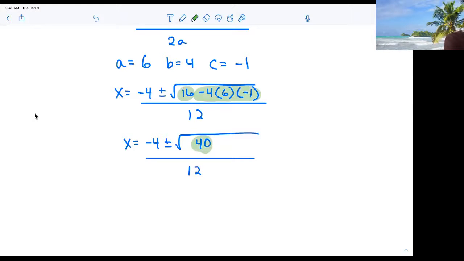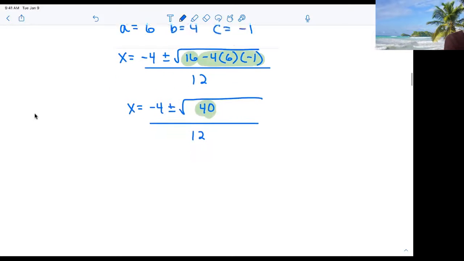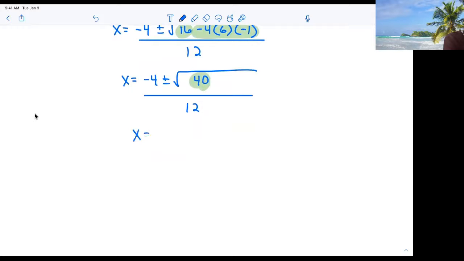All right, now can I break down 40? Yes. So X equals -4 plus or minus, what about 40? Which is? Say it again.